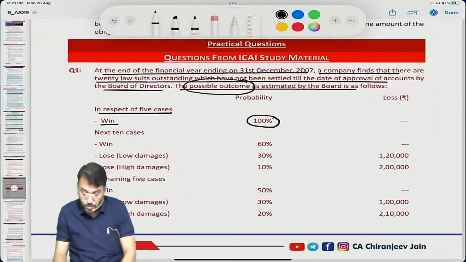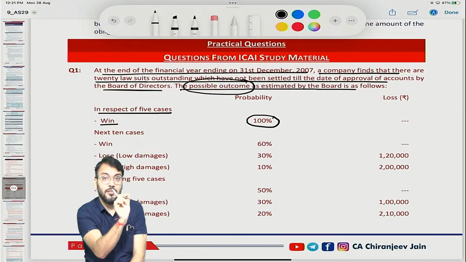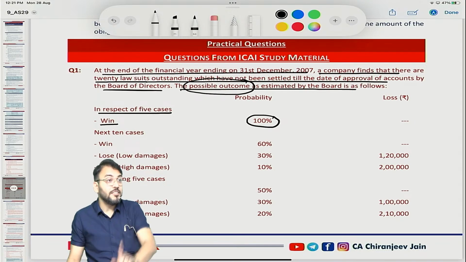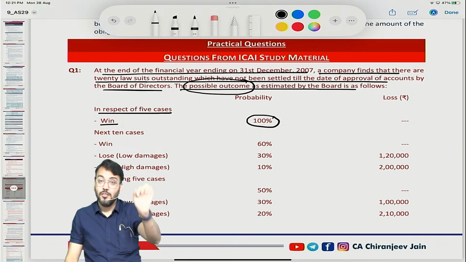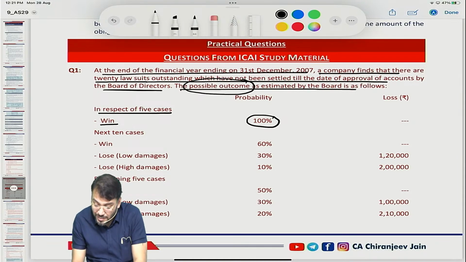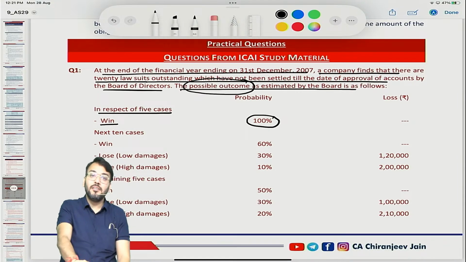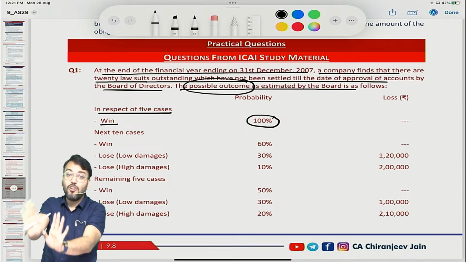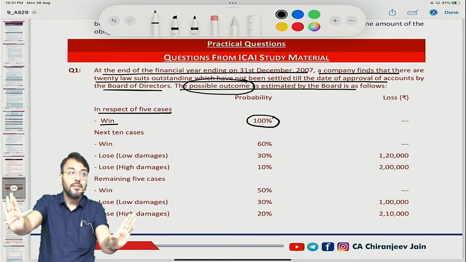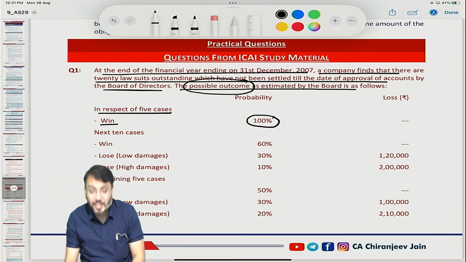Yes, sir. So each doubt is important. If I do not explain, you will make mistakes in the exam. Correct? So each doubt is important. So right now the case has been filed against the company. So we are discussing only about outflow. We are not discussing about inflow. Correct?